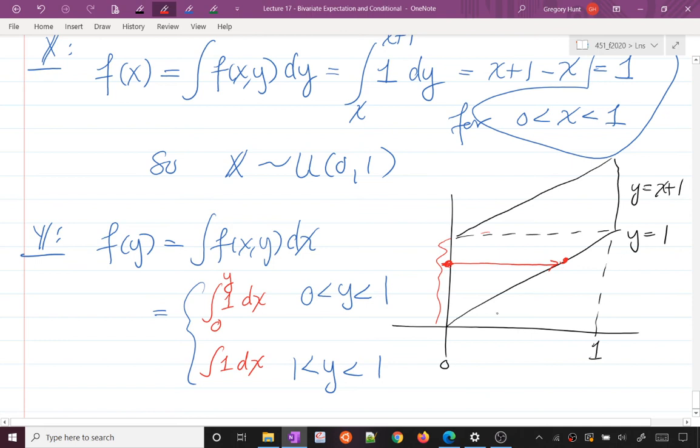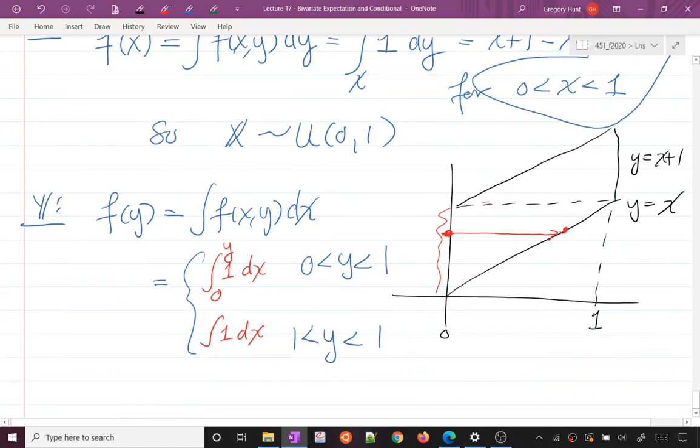And that will hit this line, which is not y is equal to 1, this is the line y is equal to x, right? So 0 to x, or 0 to y, right? And if y is bigger than 1, we integrate on that line, right? And that goes from what? It goes from this point, which is x is equal to y minus 1. So this is the same thing as x is equal to y minus 1. And it goes all the way up to 1.